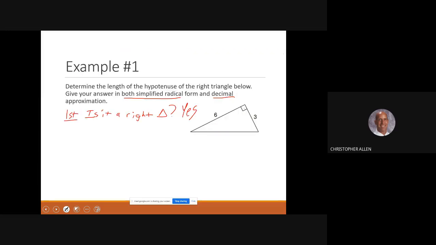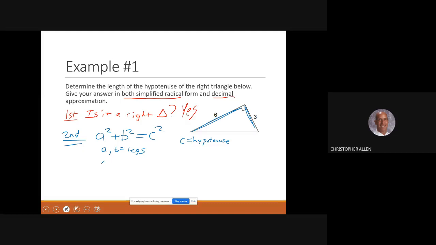So since it's a right triangle, now we can say that a squared plus b squared has to equal c squared. Remember, c is the hypotenuse. That's very important. You don't want to get that mixed up. A and b are legs. So these are the legs right here. That's a leg and that's a leg. They are the sides that form the right angle.